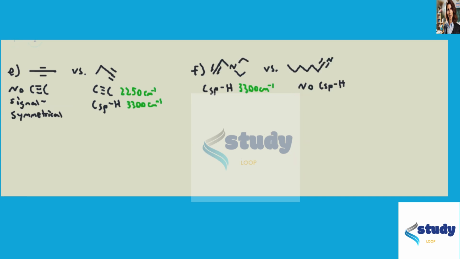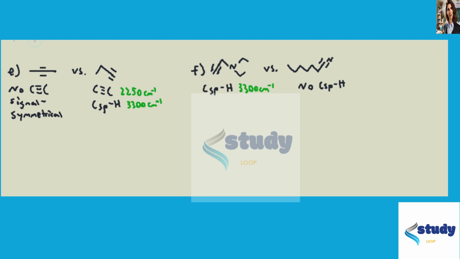So moving on to E. In E, this first alkyne is symmetrical, and so we're not going to see the carbon-carbon triple bond signal because the molecule is symmetrical. But for the second molecule in E, we will see the carbon-carbon triple bond, and so that should show at 2250, and the C-sp H bond should show at 3300.